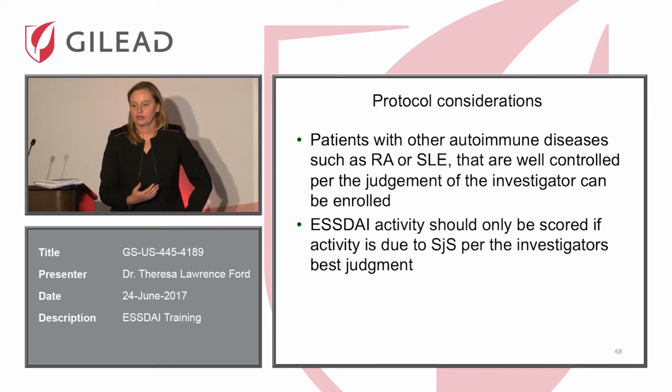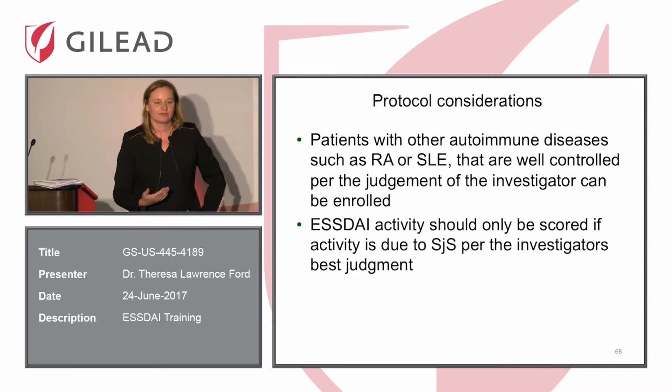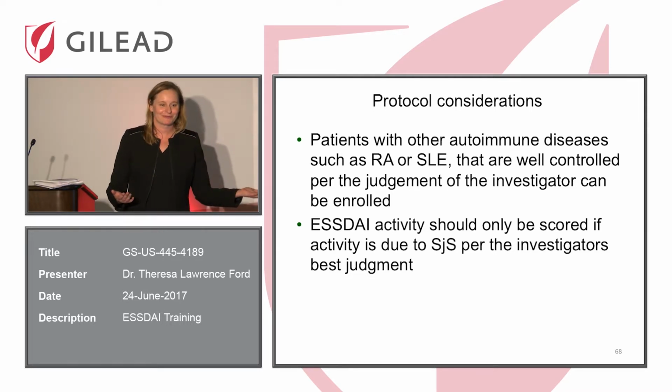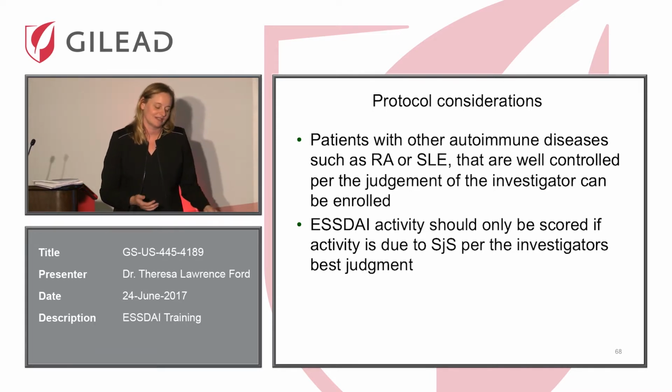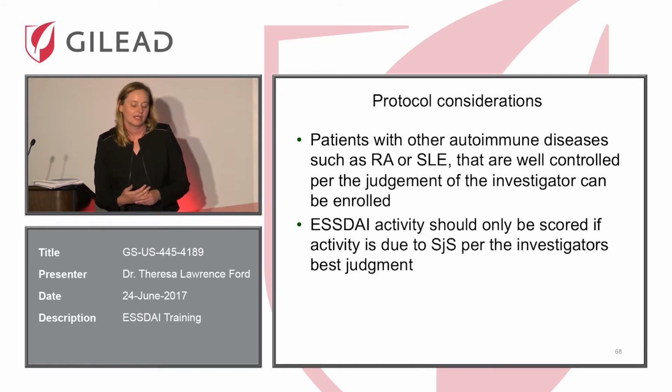So again, while this seems a little counterintuitive, we tell you that you can enroll patients with other immune disease, but you shouldn't score them if you think the joints are active due to the other disease and not the Sjögren's. How would you know? Again, use your best judgment. It's a secondary endpoint, and we'll go from there.